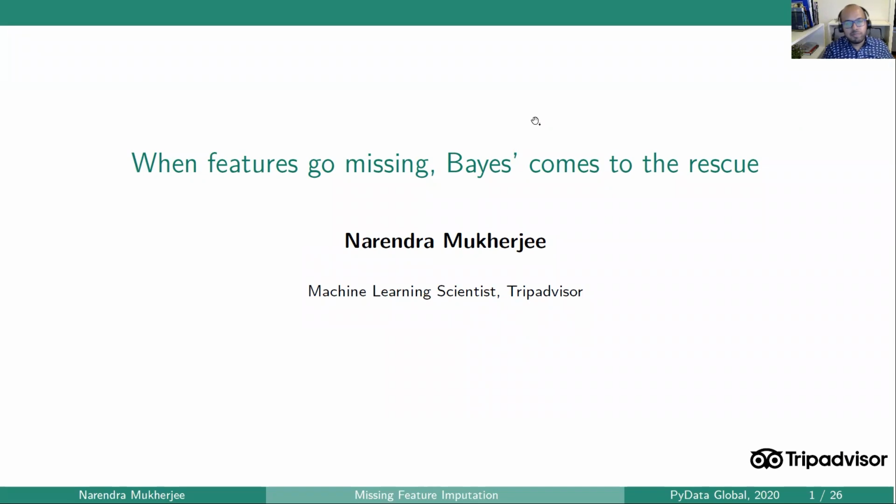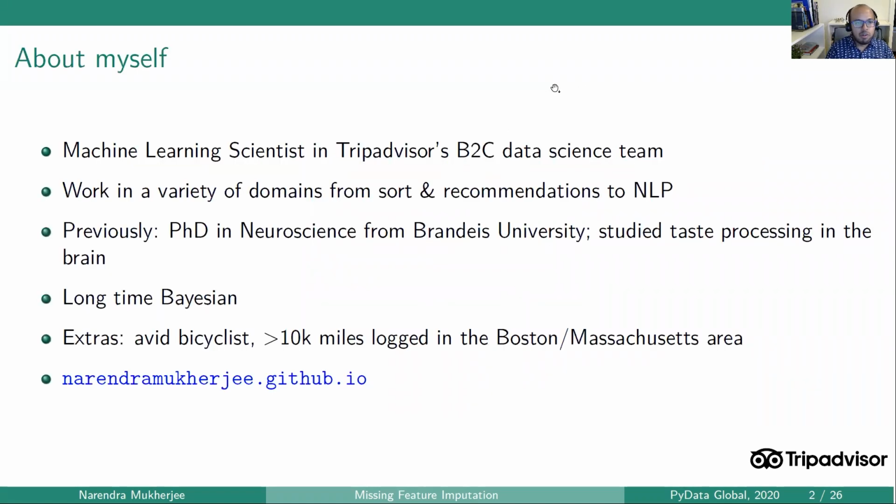Hi, welcome. I'm Narendra Mukherjee. I am a machine learning scientist at TripAdvisor, and I'll talk to you today about missing values in model features and how that's a problem in real world ML systems, and how we can use Bayesian inference to get around this problem.